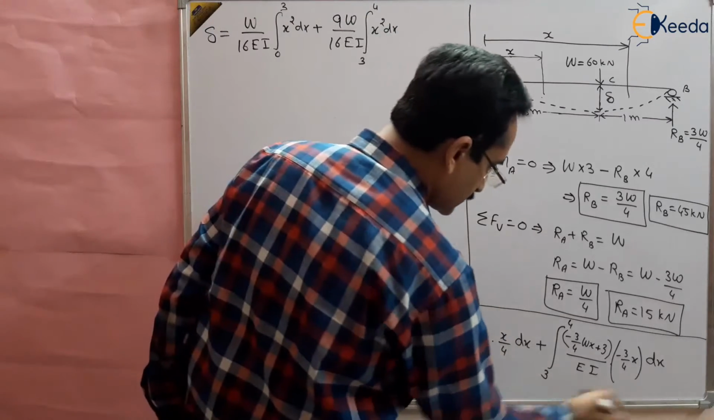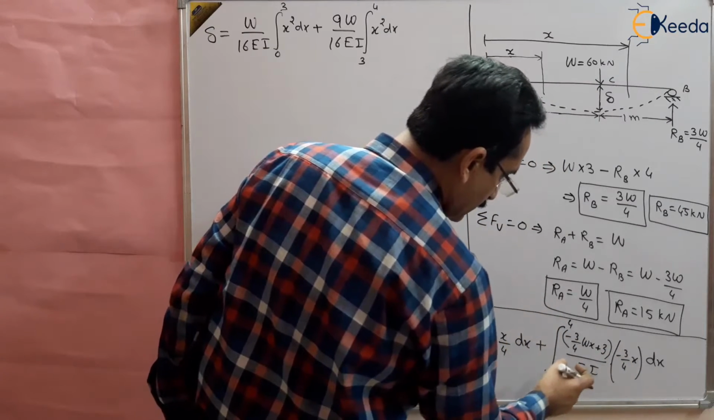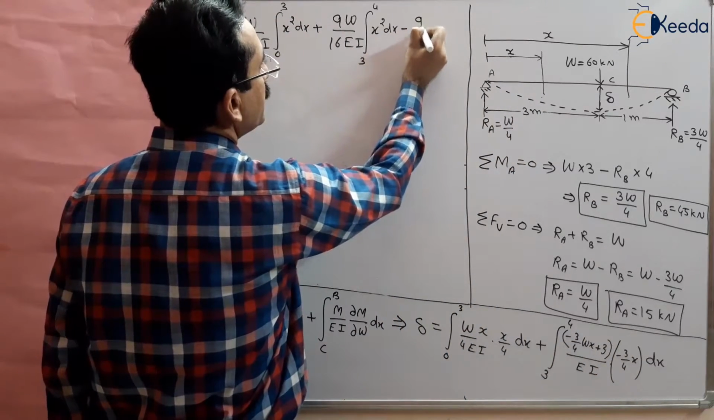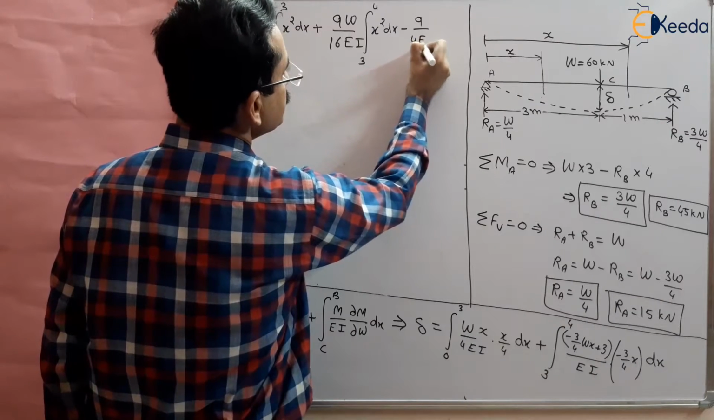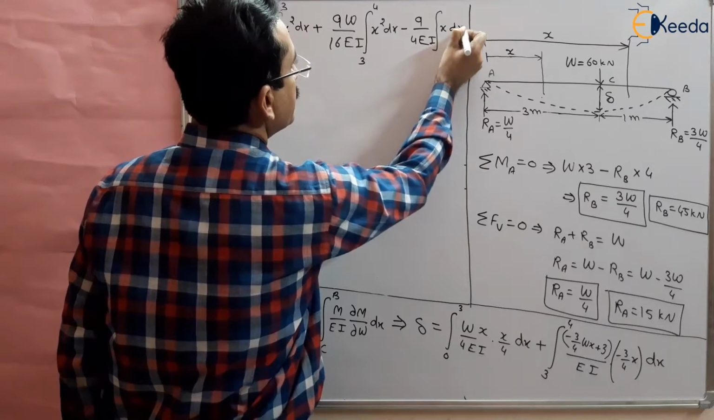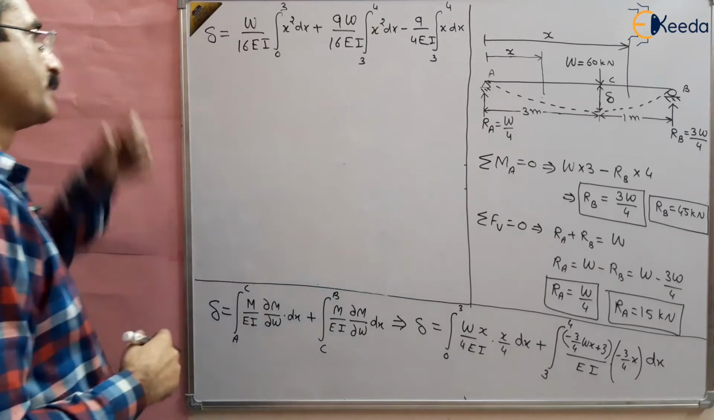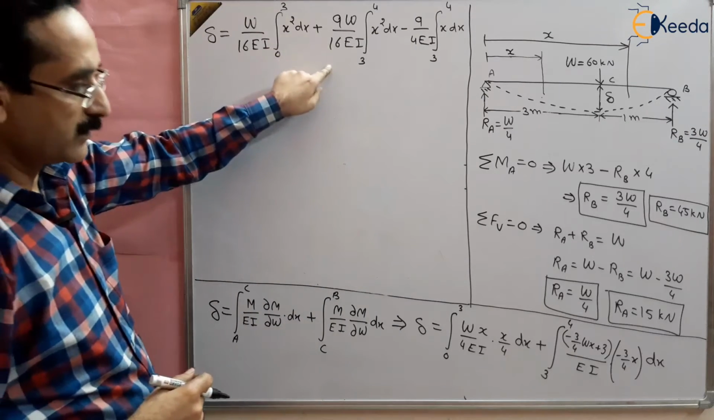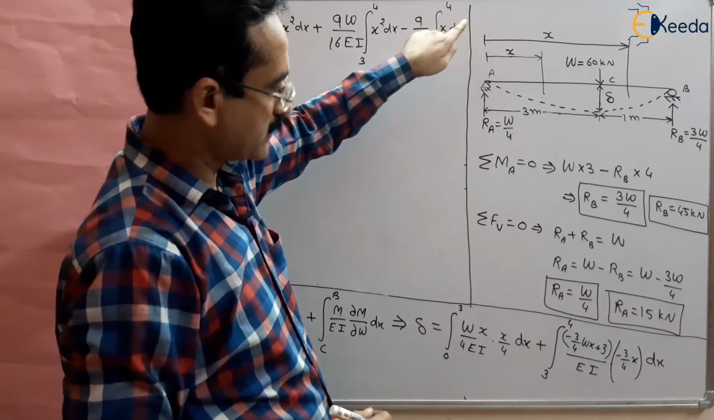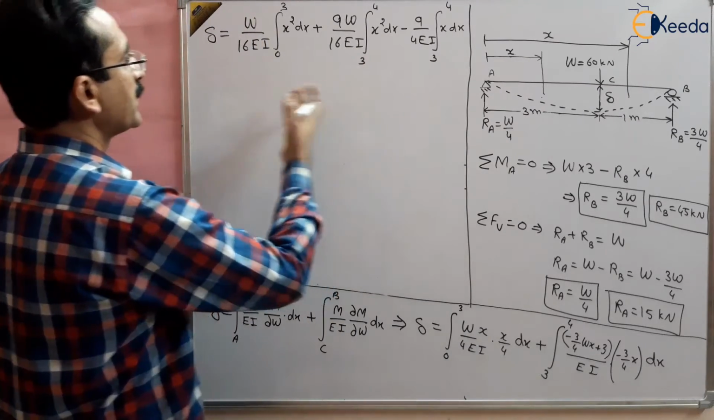And then again the third term, 3/4 multiplied by 3, so we will get 9/4, minus 9/(4 EI), integration of x dx from 3 to 4. This we are getting, right? So we are getting 9/16 and again 9/4 EI x dx, and here we are getting x² dx, right? Now this is simply integration, we can solve it by integration.